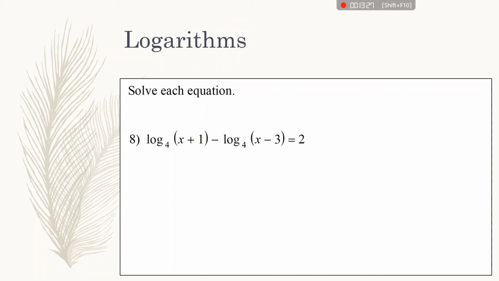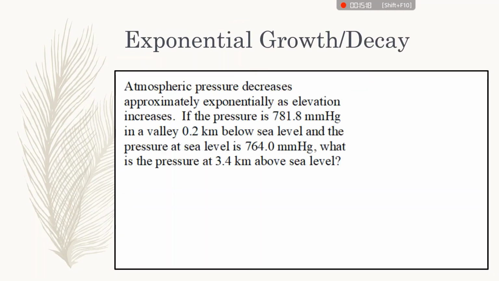Okay, so I'm going to kick this up a notch. We'll do some calculus. I guess one more algebra first, then we'll get to calculus. But I've got this exponential growth and decay problem. Right now, our pressure is 781 millimeters of mercury at 2 kilometers below sea level. Pressure at sea level is 764. I want to know what the pressure would be at 3.4 kilometers above sea level. What equation am I using? How do I set this up?